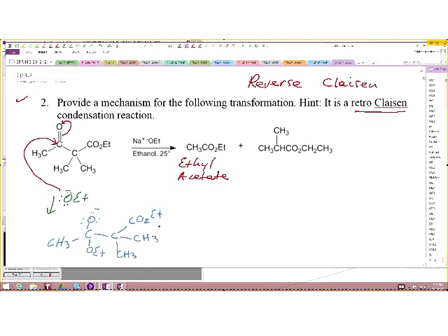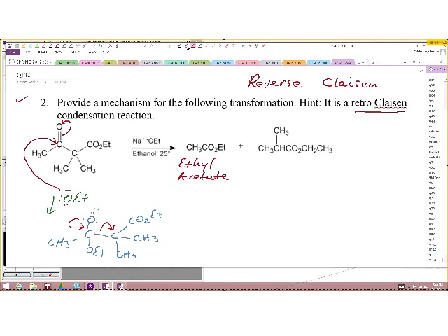Okay, now what is going to happen next? Reform the carbonyl. Very good. We are going to reform the carbonyl. And if we reform the carbonyl, since we say this is going to be a retro-Claisen, we do not expect to lose the ethoxide. This time, we are going to lose this here. The carbon-carbon bond will break. So in essence, we are going to form an enolate.